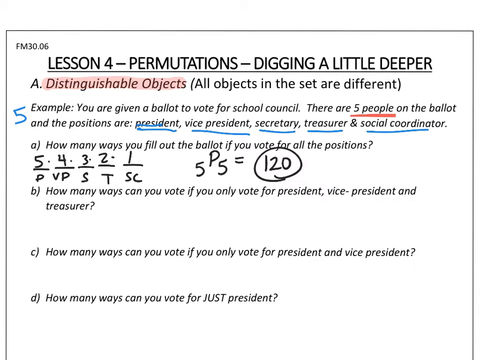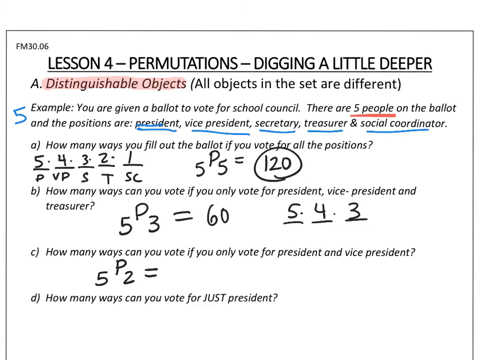How many ways can you vote if you're only voting for president, vice president, and secretary? So again, I have 5 to choose from. I'm picking 3 of them. So 5P3 gives me 60. You could also do your 3 positions, 5, 4, 3. In how many ways can you vote if you're only going for president and vice president? So from 5, I want to pick 2 of them. So 5P2 is 20. And just for president, pick just 1 out of the 5 is 5. Okay, so that's fairly self-explanatory. We've already looked at questions like that.